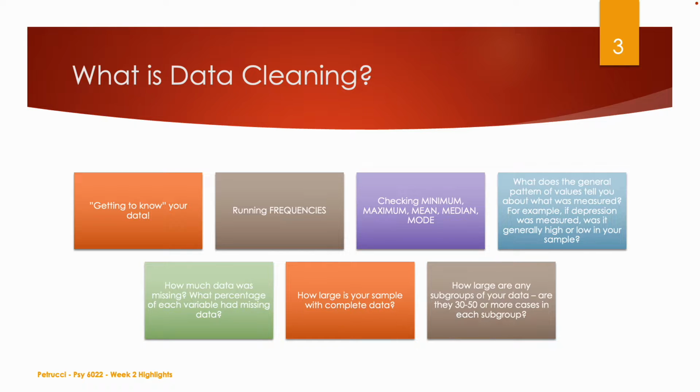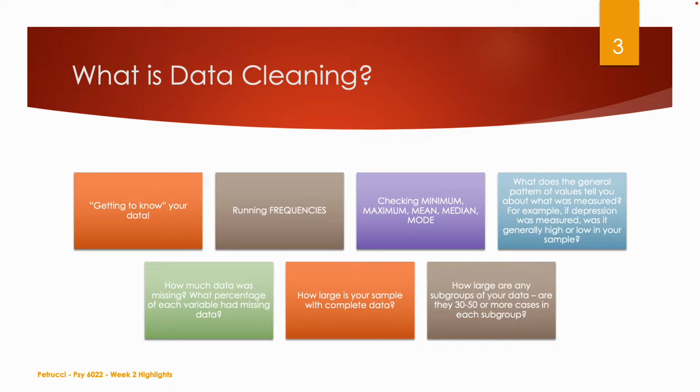Data cleaning is really all about getting to know your data. We do that several different ways. One way we do it is by running frequencies. We're checking the minimum, the maximum for our quantitative and qualitative variables. For our continuous or quantitative variables, we're also looking at the mean, the median, and the mode. We're looking at whether they're normally distributed. We're also looking at what the general pattern of values tells us about what was measured. For example, if depression was measured, was it generally high or low in your sample?